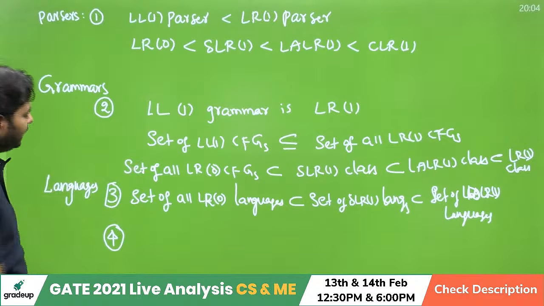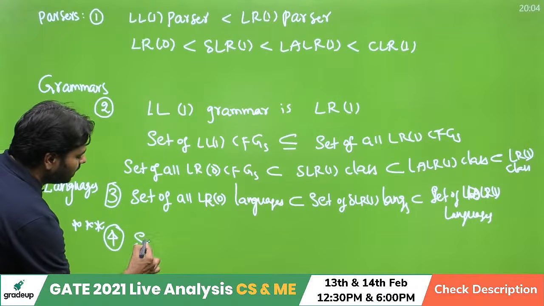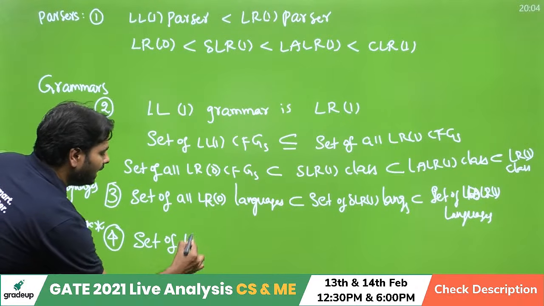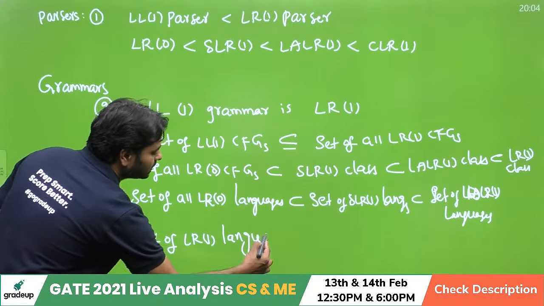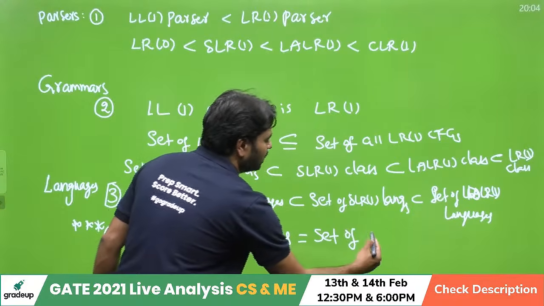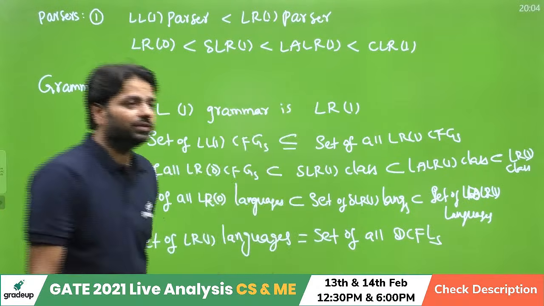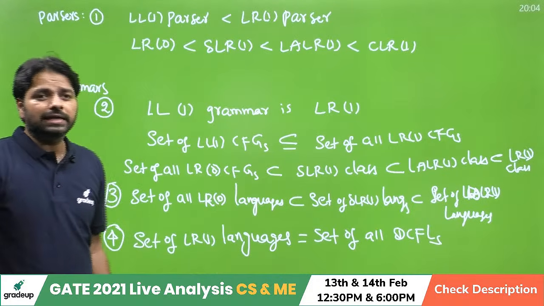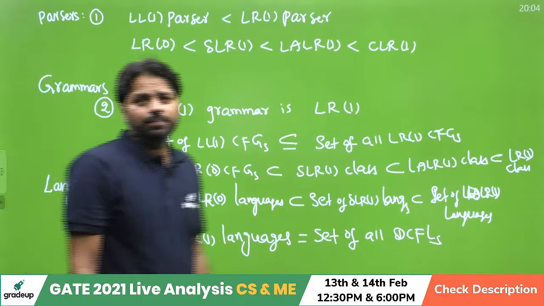There is one important relation between TOC and compiler. What is it? The set of LR1 languages is nothing but the set of all DCFLs. If you are not aware of this, please remember: the set of all LR1 languages is nothing but the set of all DCFLs.